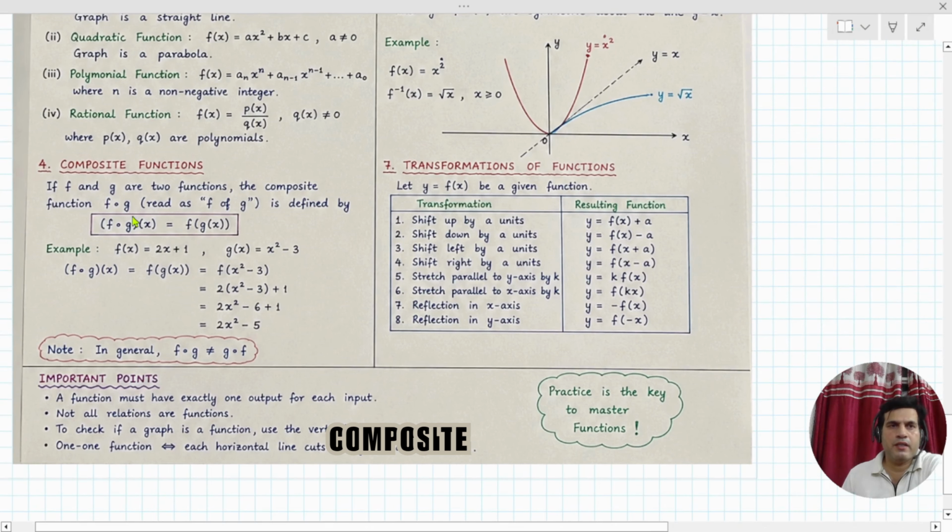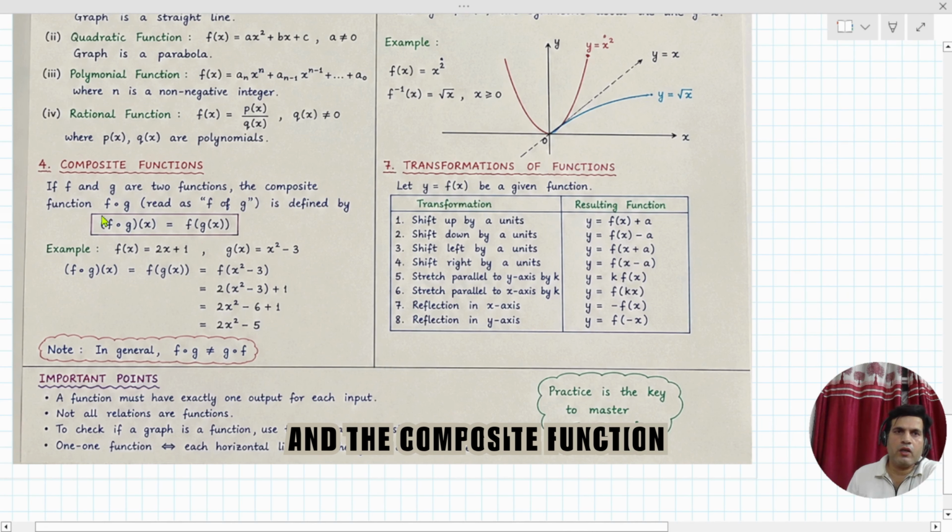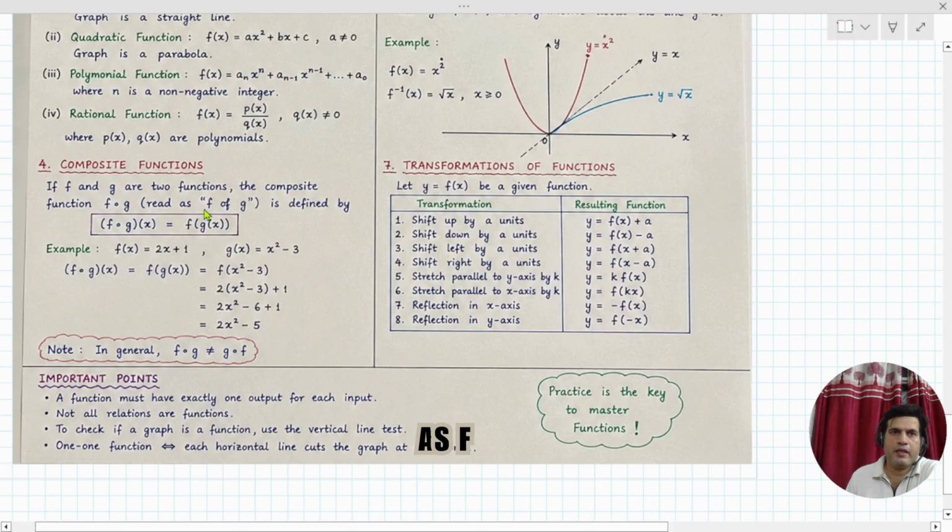Then we will see the composite function. If f and g are two functions, the composite function f of g is defined as f(g(x)). So we can write f(g(x)). We can also write this: f(x) equals 2x plus 1, g(x) equals x squared minus 3.